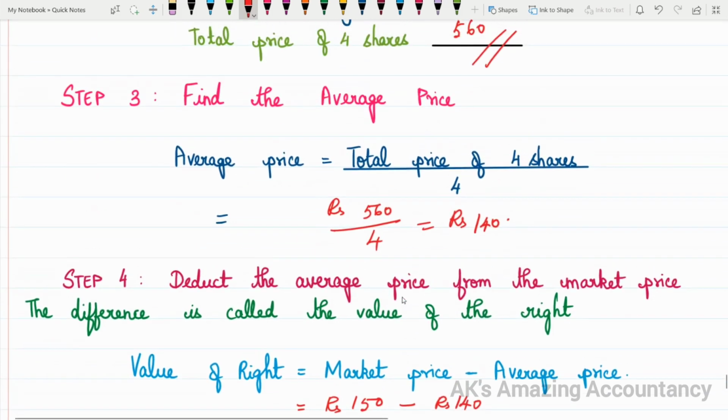Okay. I hope you are clear with all these four steps. Hope you are clear with what all I have told you today.